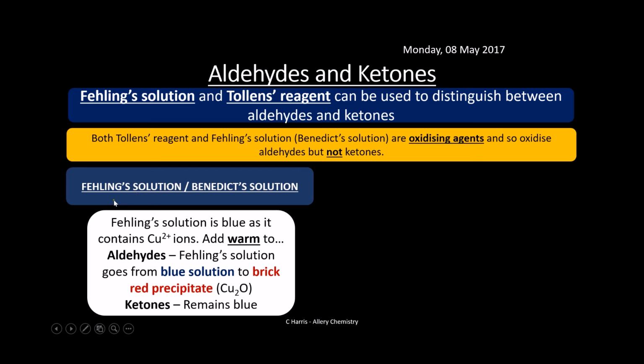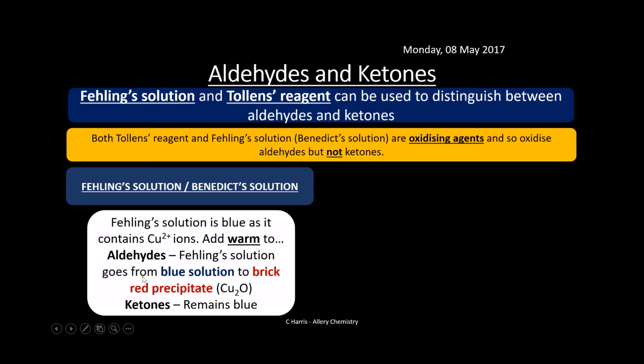So let's have a look at Fehling's. Fehling's solution is a blue copper-based solution. You might have made it up in 2 parts and mixed them to activate them. Basically, you add warm aldehydes. Okay, it must be warm, otherwise the reaction doesn't really work. It takes a long time to work. So you just put it in a water bath and warm it up.